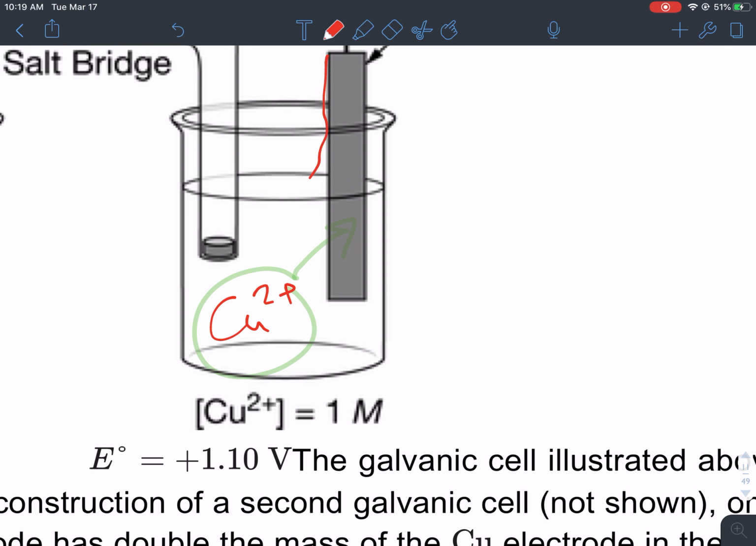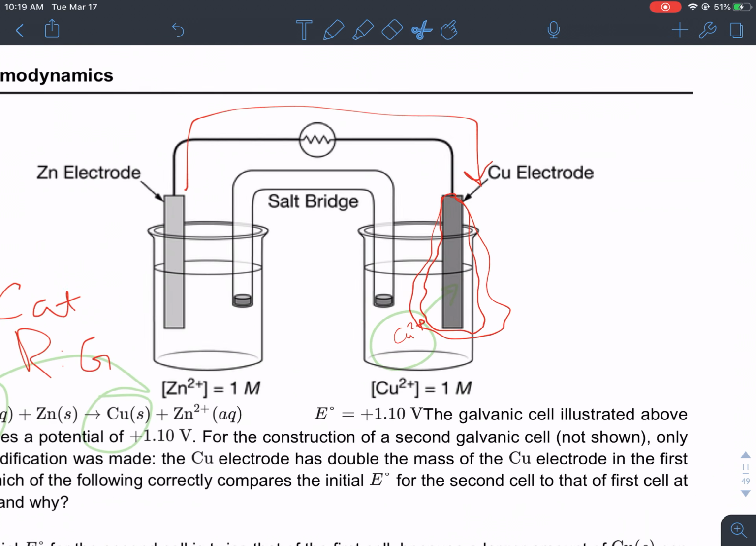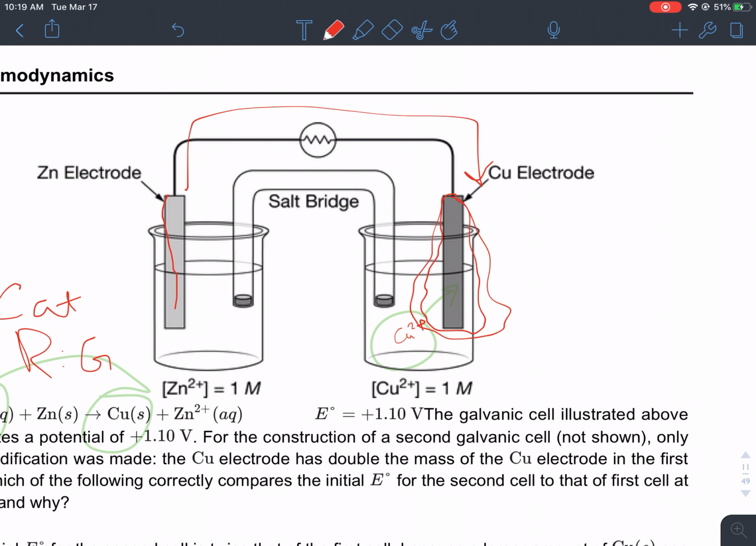This electrode is getting bigger and bigger, and the mass is getting larger and larger. And the Cu2+ in this solution is starting to decrease. There's less and less Cu over there. That means this Zn electrode is our oxidation spot. It's where oxidation is happening.